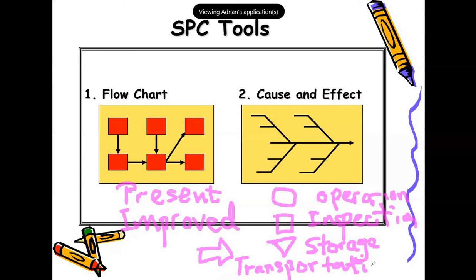We also have a shape that looks like a D. This we use for delay. When something is delayed, waiting, we put a D. So from there we analyze whether the process is efficient or not. If there is too much delay or too much movement, it means that the process is no good.